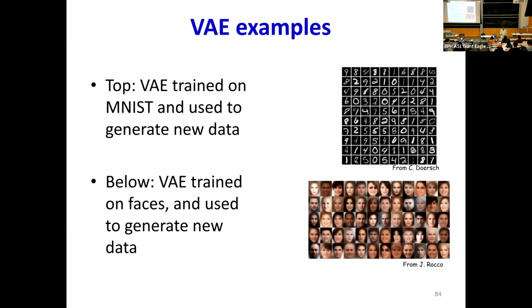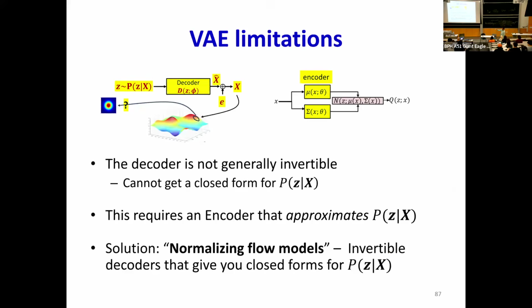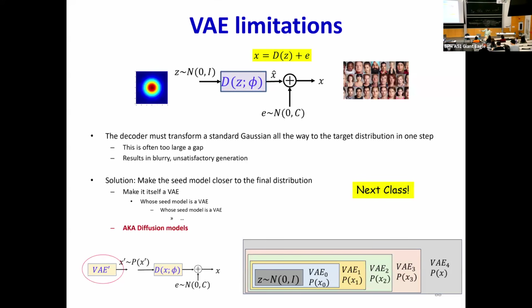But then that's going to have the same problem. So I can keep nesting things. And so when I nest VAEs one inside another and place some restrictions on the nesting, you end up with what's called a diffusion model. Nested VAEs with a restriction on linearity, you end up with a diffusion model. We'll cover these in the next class.